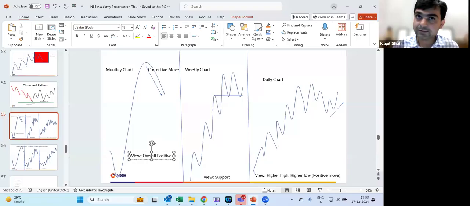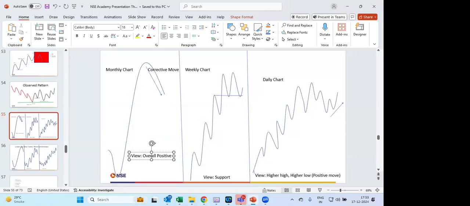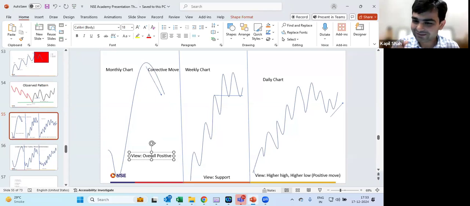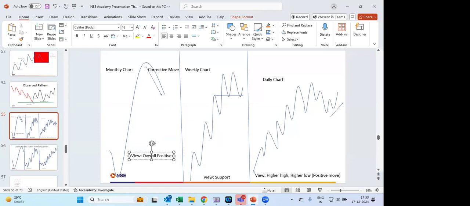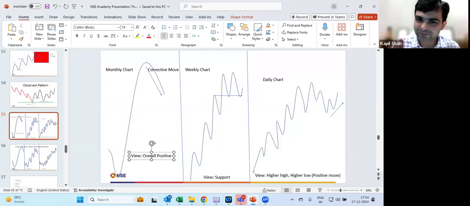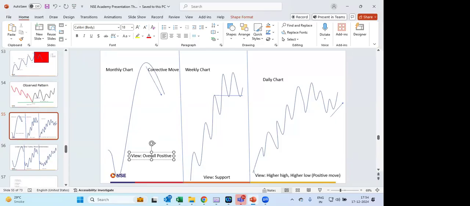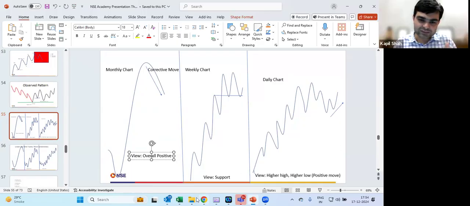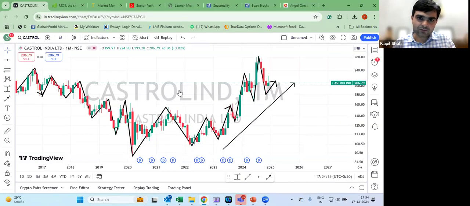Sir, I have a question: where can I get sector performance? Sorry? Where can I get sector performance? How can I view sector performance? Which site can I use to get sector performance? Okay, fine. So your question is which site you can use for sector performance.